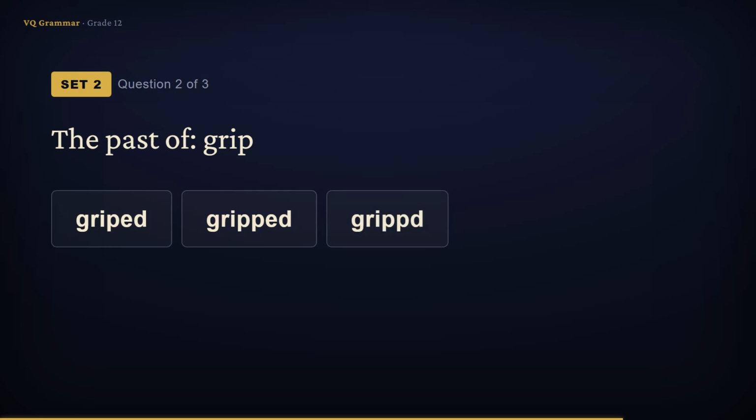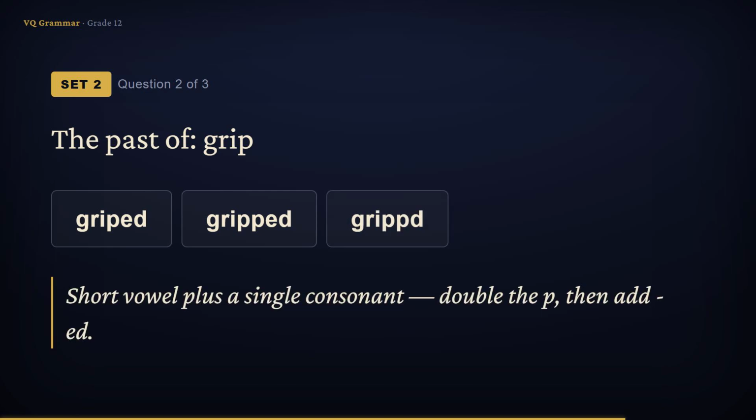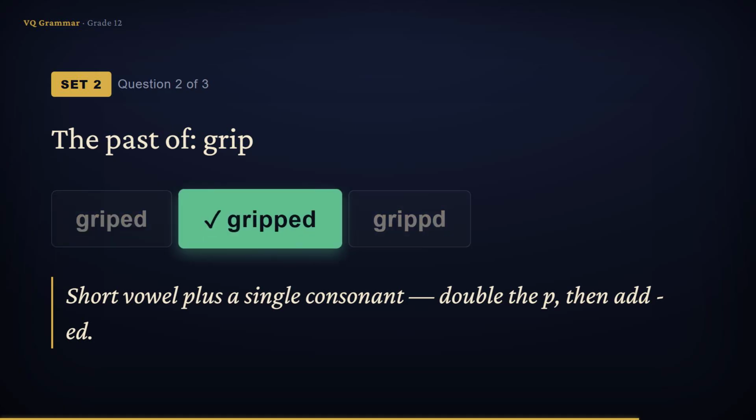The past of grip. Say the word out loud. Grip. That's a short I followed by a single consonant, P. And that is exactly the moment when we double. So the P doubles, and then we add ed. Notice that griped with only one P is a completely different word, which is precisely why the doubling matters.